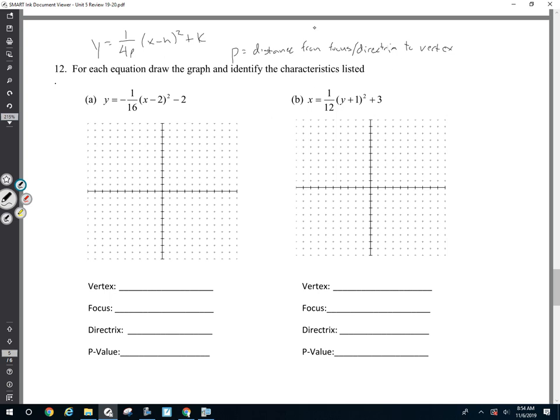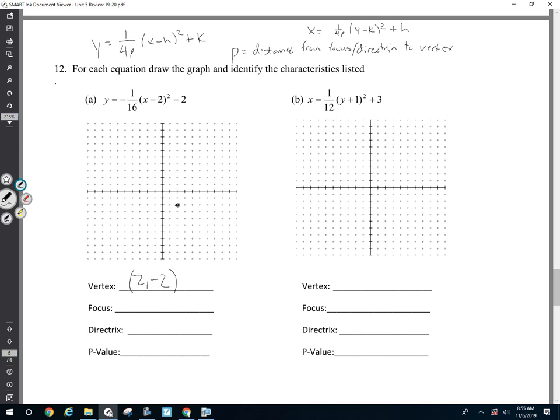We also have the equation x equals 1 over 4p times y minus k squared plus h. And watch and be careful, it's flip-flopped, the h and the k, because of the variables being flip-flopped. So anyways, we look at this guy. I know the vertex is going to be at 2, negative 2. That's h and k. So 2, negative 2.